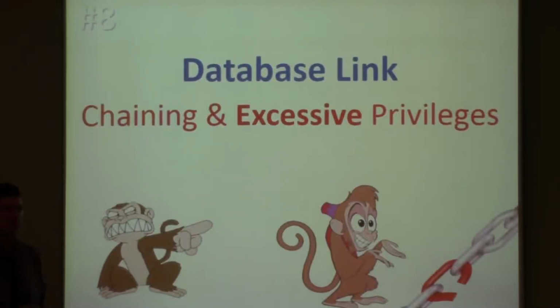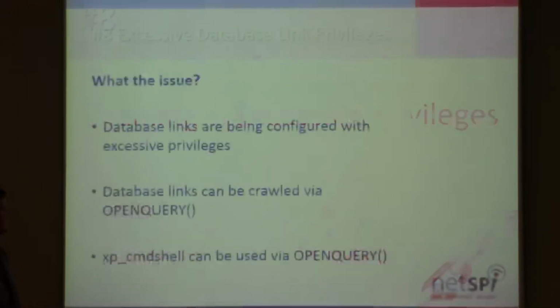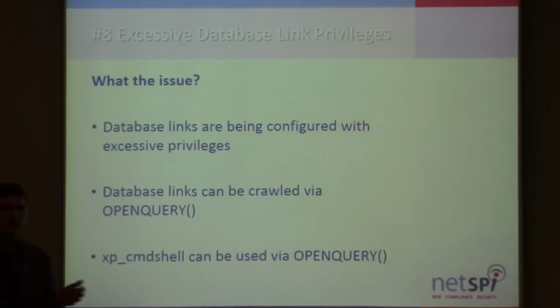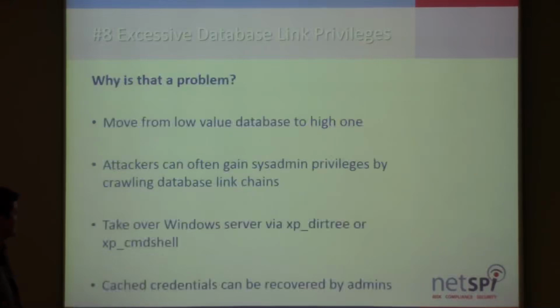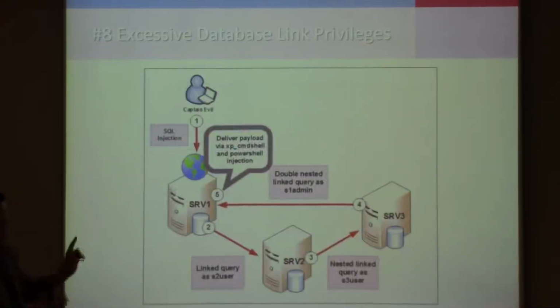Database link chain is also super, super bad and completely awesome to exploit. Basically, everybody know what an ODBC connection is? It's like that between databases, right? So it's a pre-configured set of credentials that allow database A to talk to database B. And what we figured out is that you can chain these like this.